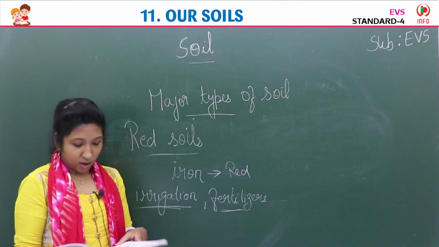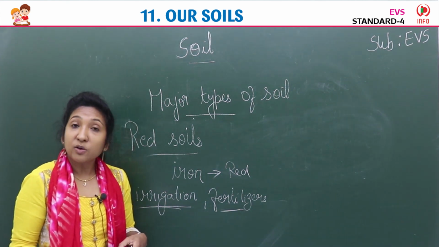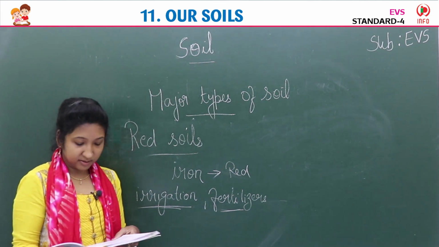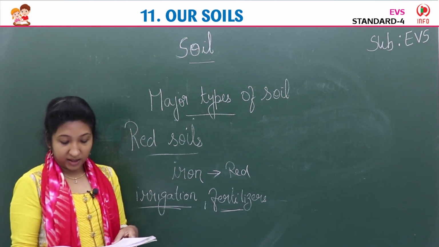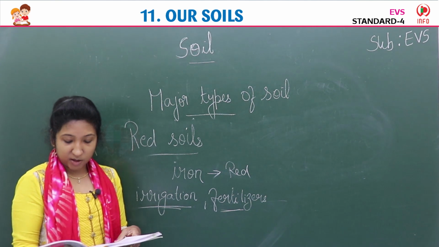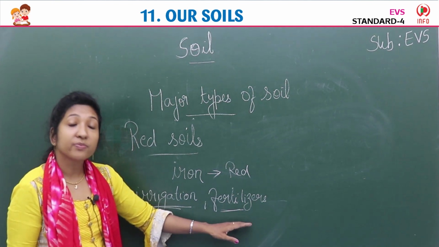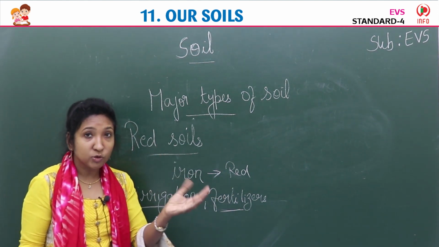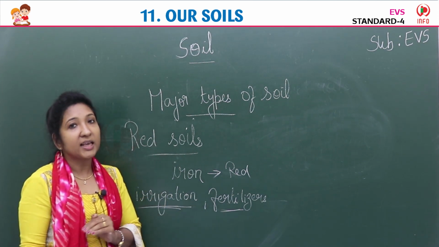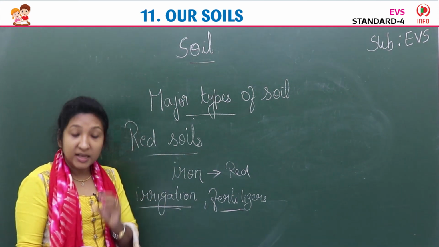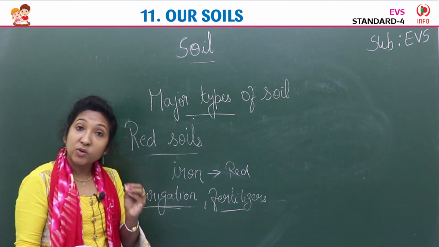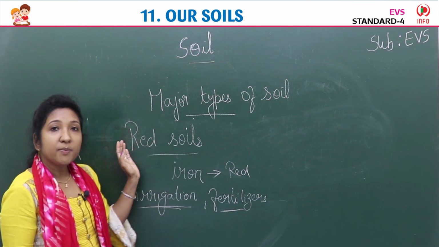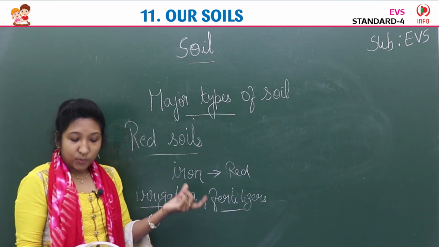That's about red soil. And which are the crops we can grow here in red soil? Crops grown are wheat, rice, cotton, sugarcane and pulses with the application of suitable fertilizers. So if we add fertilizers, some natural substance to improve the quality of the soil, then we can cultivate crops like wheat, rice, cotton, sugarcane, etc. in this red soil. Red soil got its color because of the presence of iron in it. That's why it is called red soil.